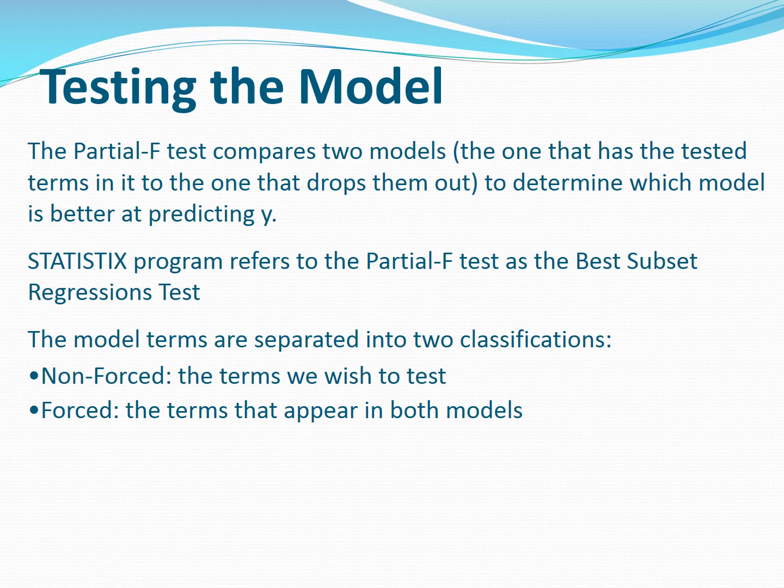The model terms are separated into two classifications. And the model terms I'm referring to here are x1, x1 squared, x2, x1x2, x1 squared x2. I'm referring to the independent terms. Remember when I said we have our full model and it gets partitioned into either the reduced model or the null hypothesis?